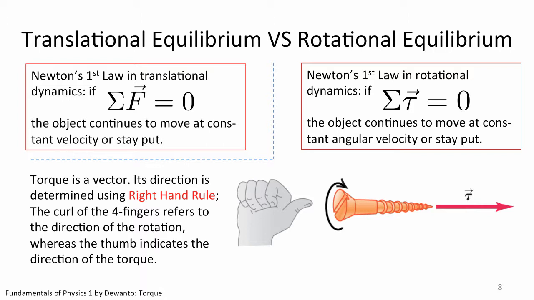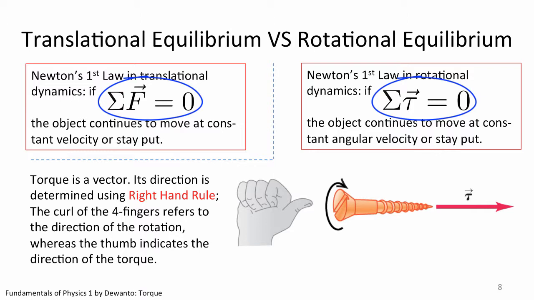This provides an easy way to remember the direction of torque. And once again, remember to use your right hand. If you use your left hand, you will get the torque pointing in the opposite direction. In conclusion, for an object to be in truly static equilibrium, that is to say it is neither shifting or toppling, both the net force and the net torque have to be 0.